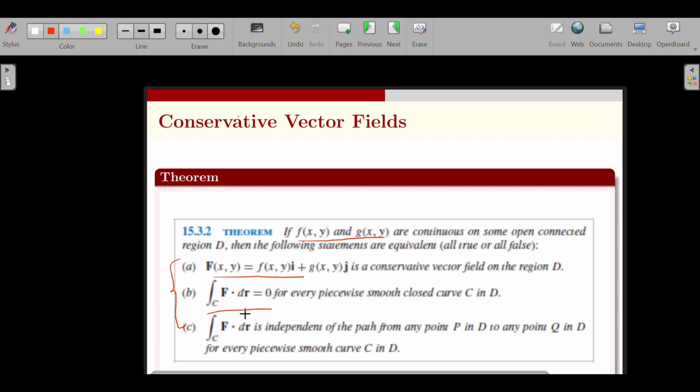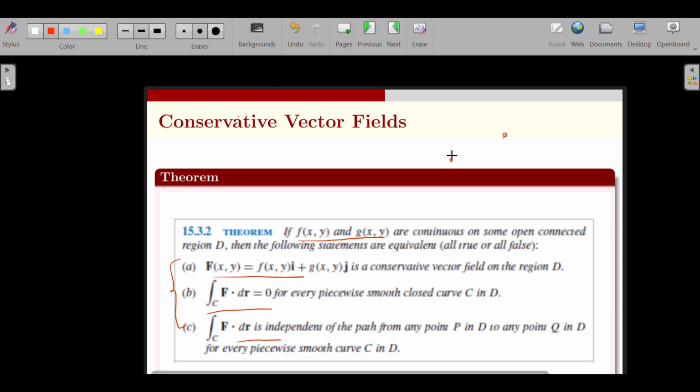The second statement states that the line integral over C of F dot dr equals 0 for every piecewise smooth closed curve C in D. Let me hold it on. Let us check the third statement, which is just what we have discussed now. The line integral over C of F dot dr is independent of the path from any point P in D to any point Q in D.